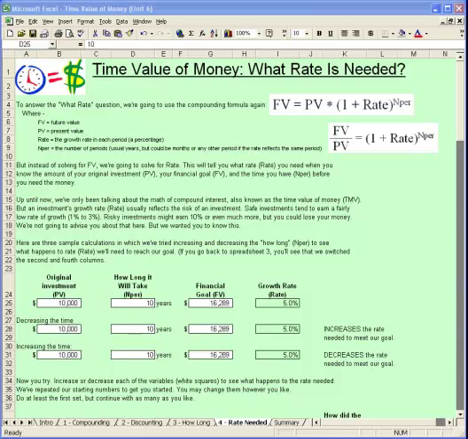We have one more term to look at in the time value of money equation, the growth rate, which we also called the discount rate. Up until now, we've only been talking about the math of compound interest, which is also known as the time value of money, or TVM. But an investment's growth rate usually reflects the risk of an investment. Safe investments tend to earn a fairly low rate of growth, 1% to 3% per year. Risky investments might earn 10% or even much more. But you could lose your money.